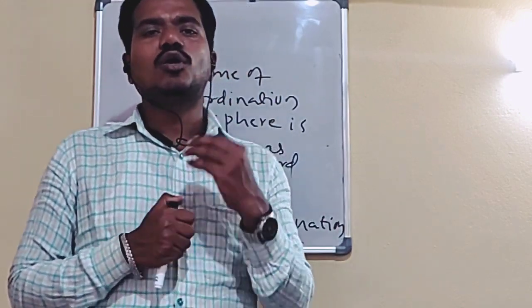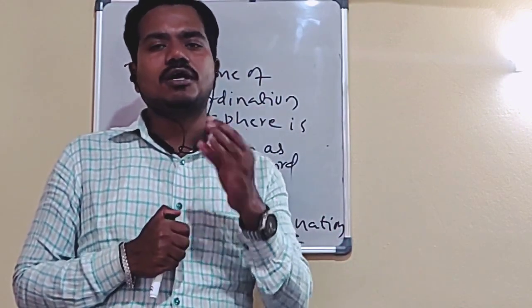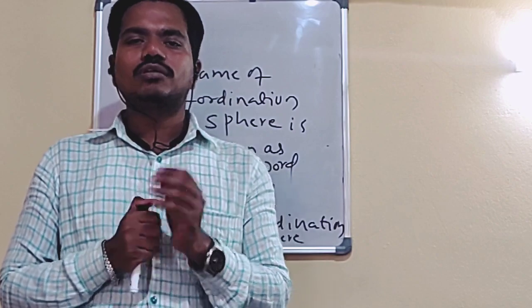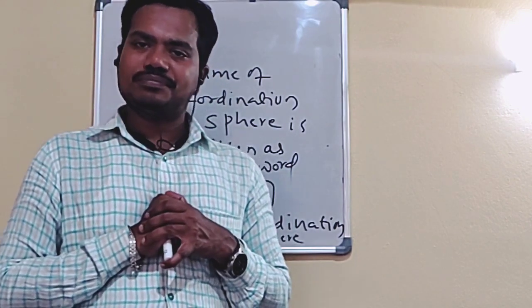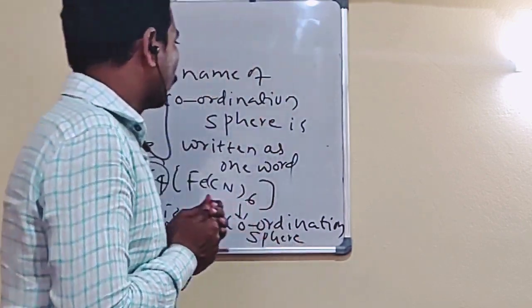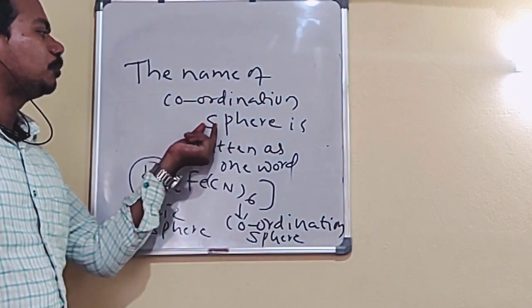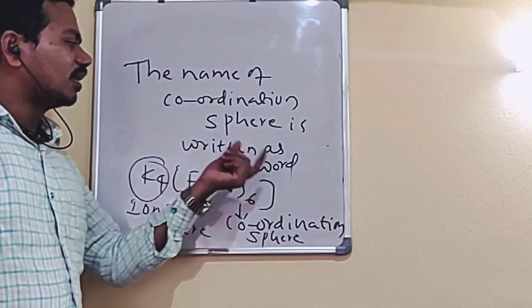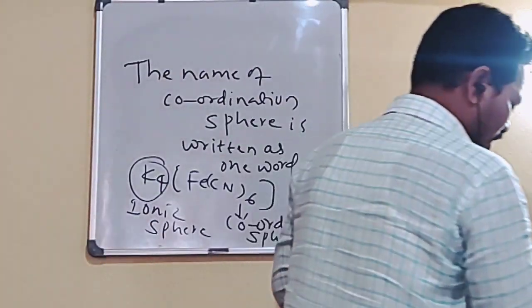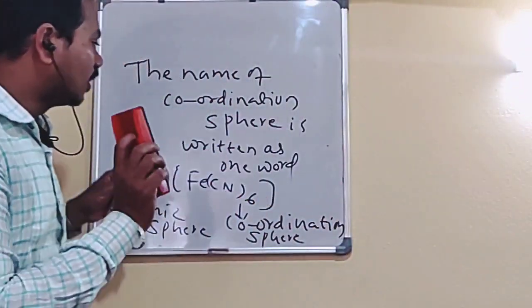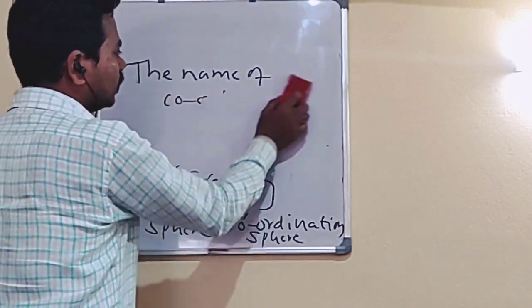Now just listen to the rules for the naming of coordination compounds. Please understand what the rules are. Later we'll discuss by taking examples. Clear? The second one: the name of the coordination sphere is written as one word. Next, this is the third one. What is the third rule here?